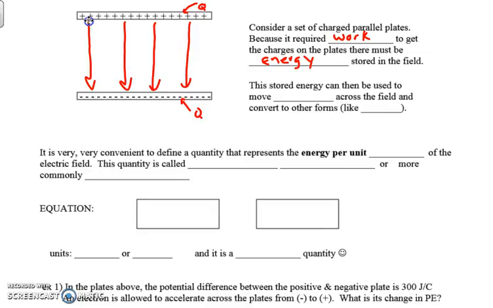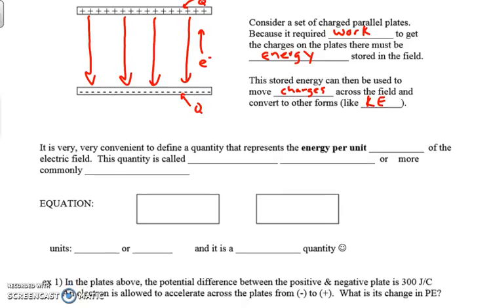Just like in a room where there is a gravitational field from the ceiling to the floor, there is energy potentially there by lifting something up from the floor to the ceiling. So if we decide to take a charge and put it in this field, it wants to go toward the top, but as it goes towards the top, there's going to be a gain in kinetic energy. So the stored energy can be used to move charges, test charges that is, across the field and convert to other forms, especially kinetic energy.